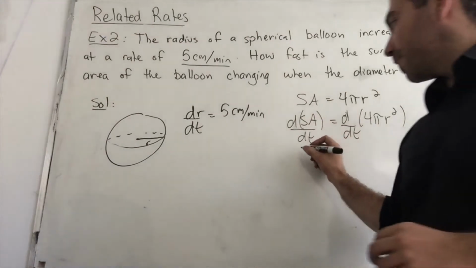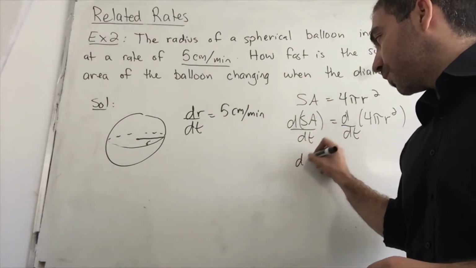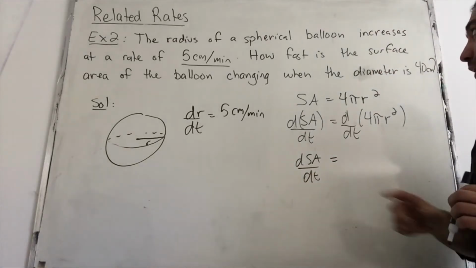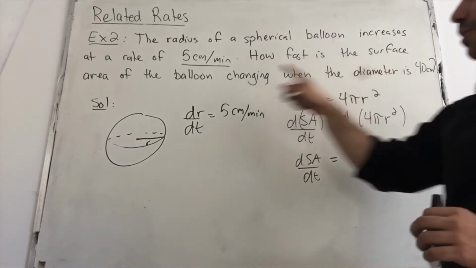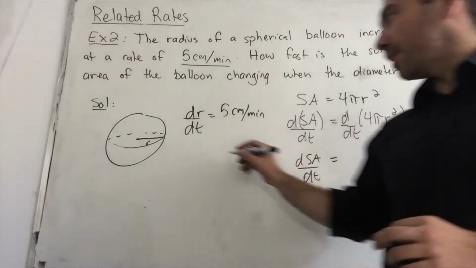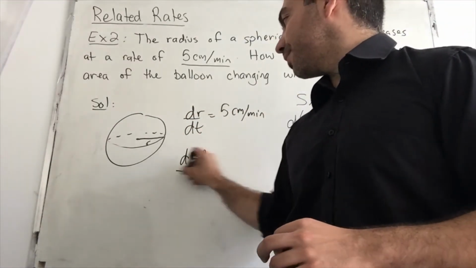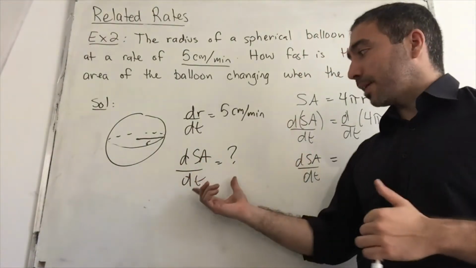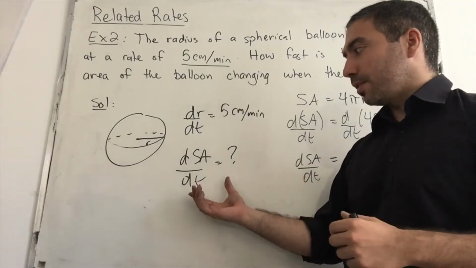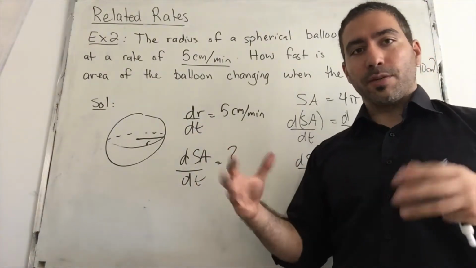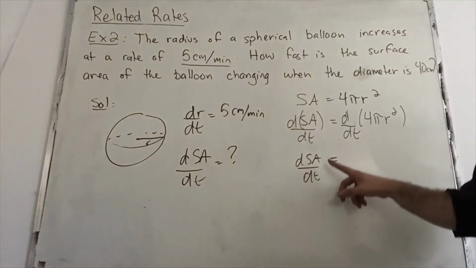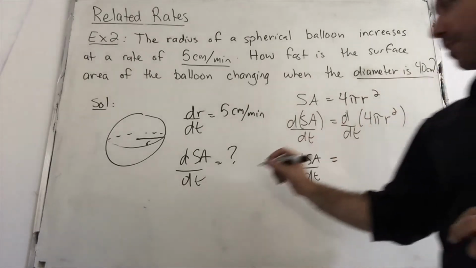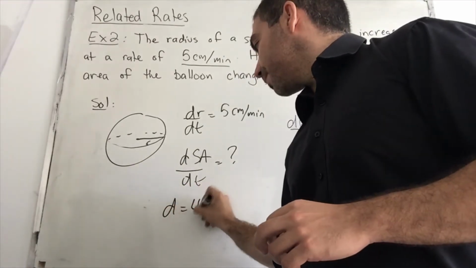Next, the derivative of surface area is just the derivative of the surface area, nothing to do there. That's what the question's asking us for. How fast is the surface area of the balloon changing? So that's asking us for the derivative of the surface area. And since the radius is increasing, we would anticipate our answer to be positive, because if the radius is increasing, the balloon's getting bigger, which means the surface area in turn is getting bigger. So they tell us also that the diameter is 40 centimeters. So D is 40 centimeters.